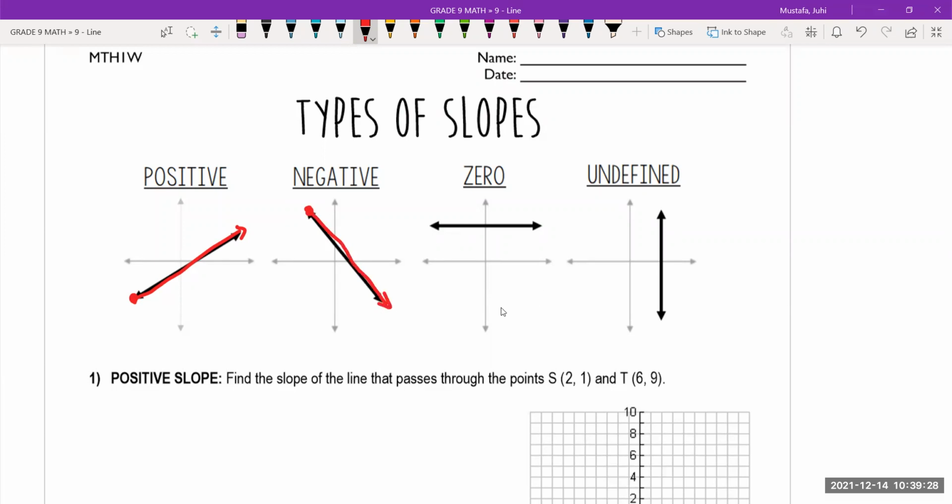And here are 2 new ones that you may not have learned before. And they are a horizontal line and a vertical line.